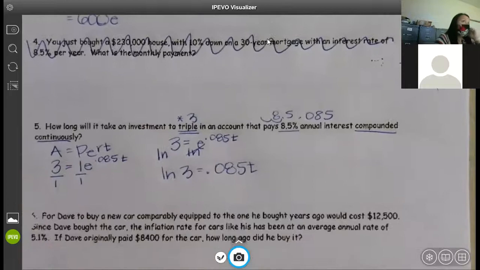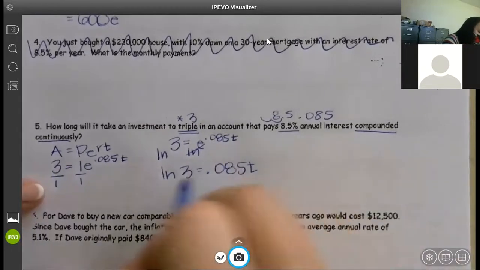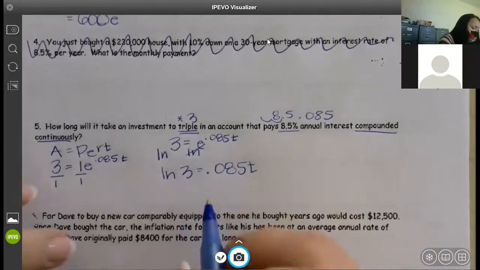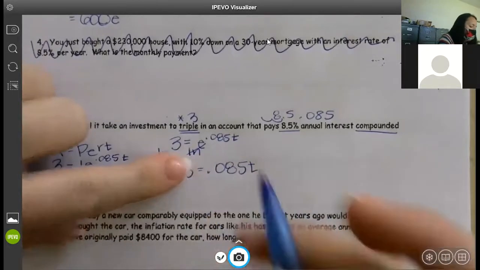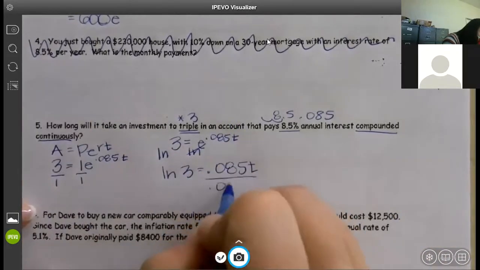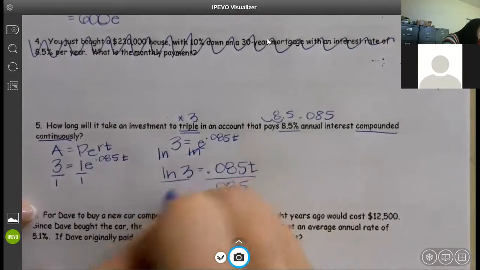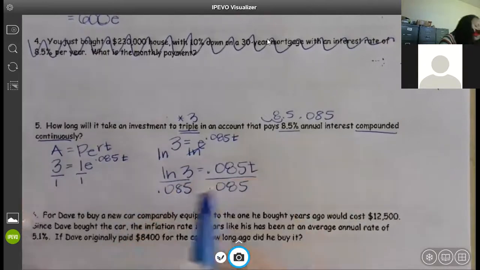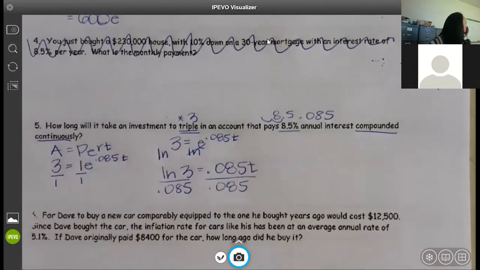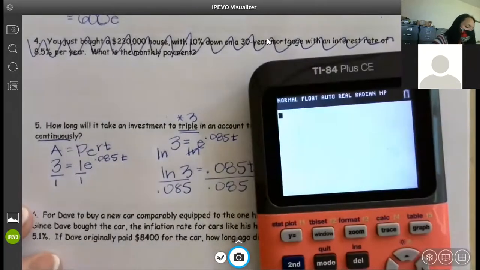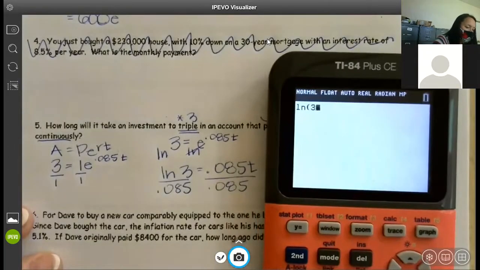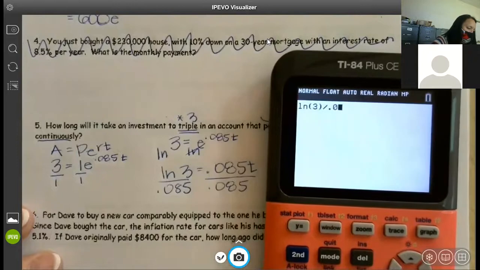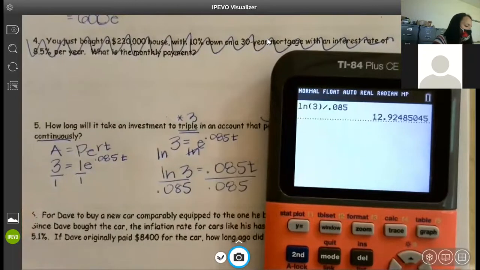How do I solve for T? Yeah, don't worry about the LN3. I divide by that, just like normal. And the reason I don't do the LN3 is it's going to give me some crazy decimals, so I'm not real worried about it. I'm going to do it all at one time. So I'm kind of lazy. Hit my LN key 3 over 0.085, and I get 12.92.